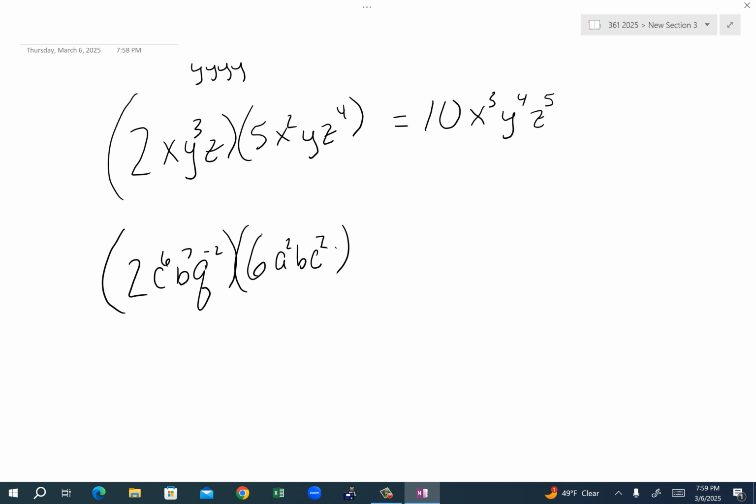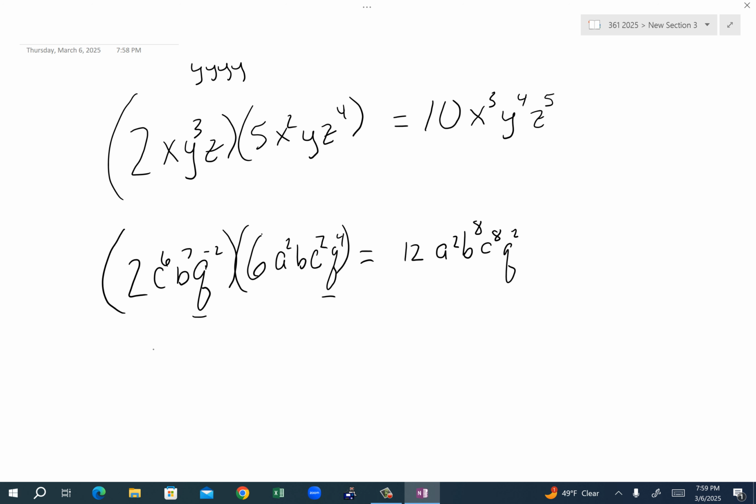There you go. Q to the 4. All right, let's times. 6 times 2 is 12. A squared is all I got. What about my b's? Well, I got a 1 here and a 7 there, so b to the 8. This is c squared times c to the 6. That's 8 c's. Now check this out. Q to the negative 2 times q to the positive 4. We are timesing, so we add our exponents. That's negative 2 plus 4 is positive 2.